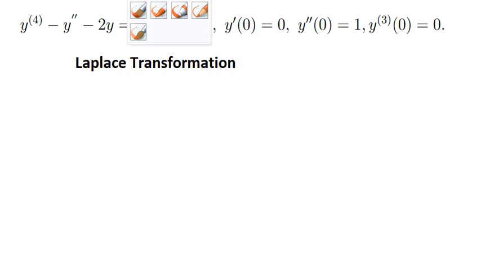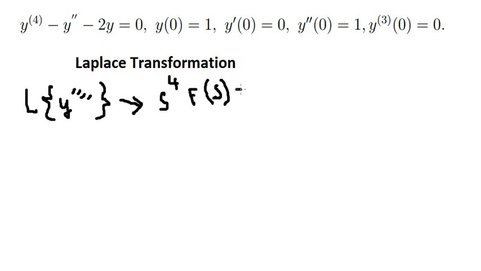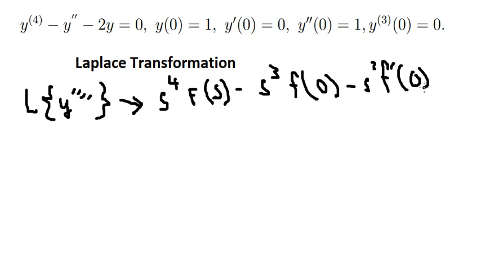So in this situation, we know that we do the Laplace transform for the derivative. This one should be s to the power of 4 capital F of s, minus s to the power of 3 f of 0, minus s squared first derivative f of 0, minus s second derivative f of 0, and the last one, third derivative of f at s equal to 0.